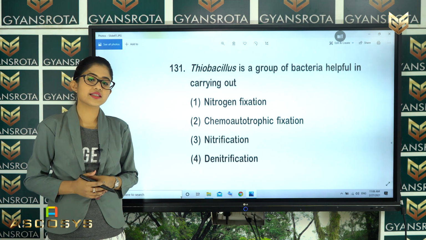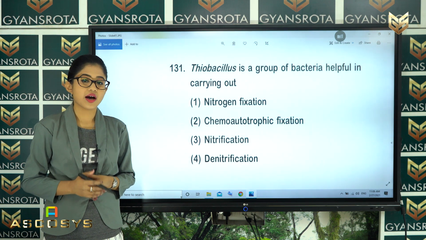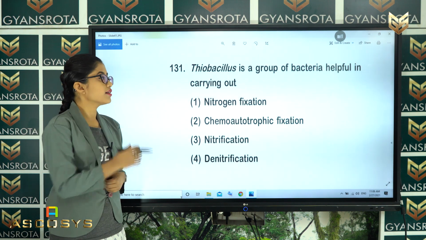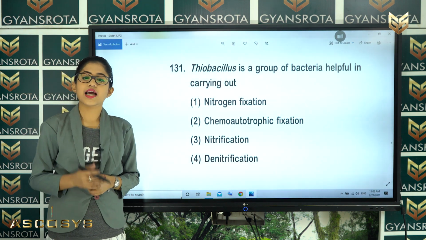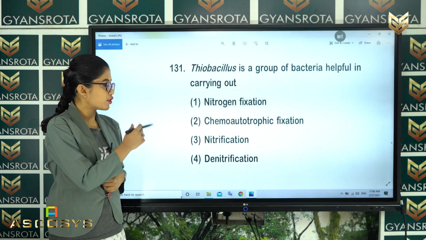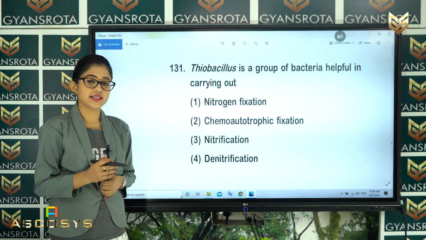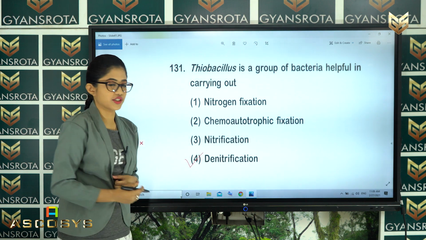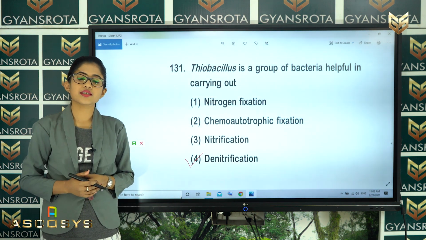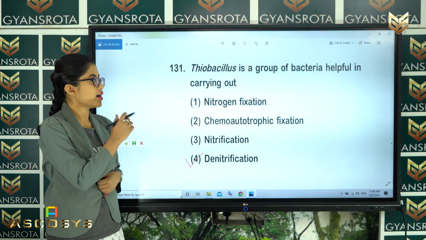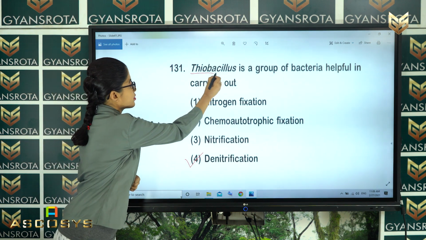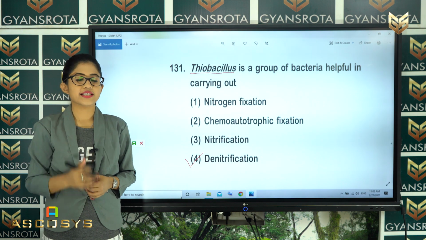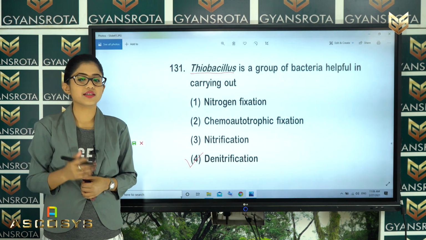We have already discussed this in the chapter ecosystem. I hope you have remembered the nitrogen cycle. The bacteria Thiobacillus is helpful in carrying out which of the following options? That is option number 4, denitrification. So denitrification is carried out by the bacteria Thiobacillus. Right? Okay. Now let's move on to the next question, that is question number 132.